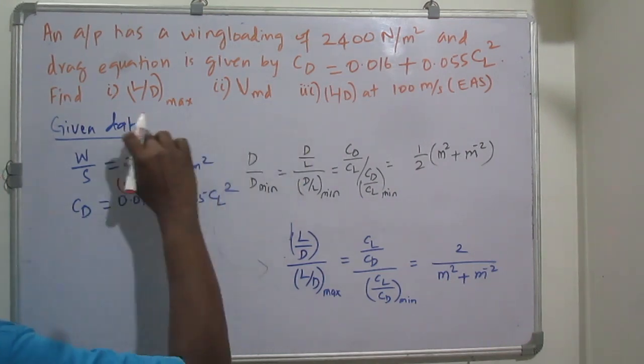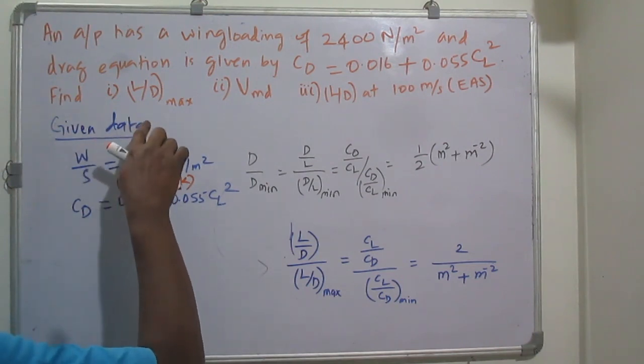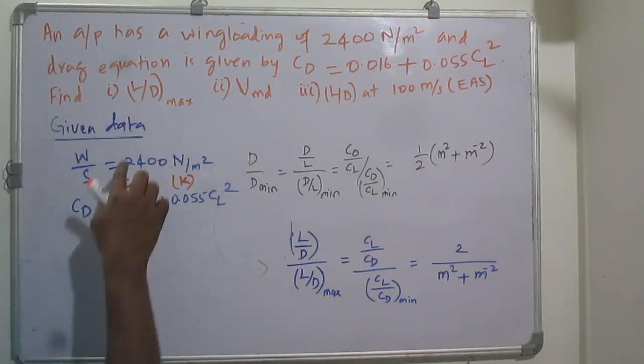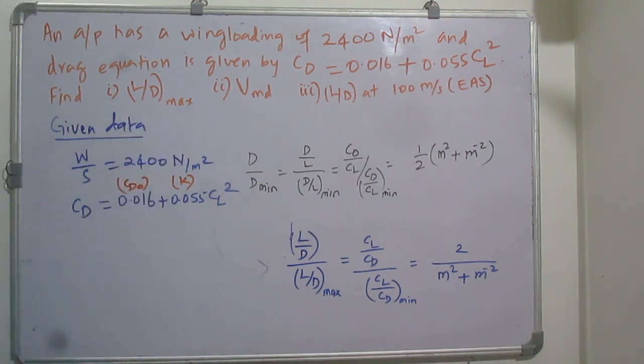For now, we have to find out three things. One is the maximum L by D ratio. First let us see how to find out that maximum L by D ratio. We all know that the formula is L by D max.